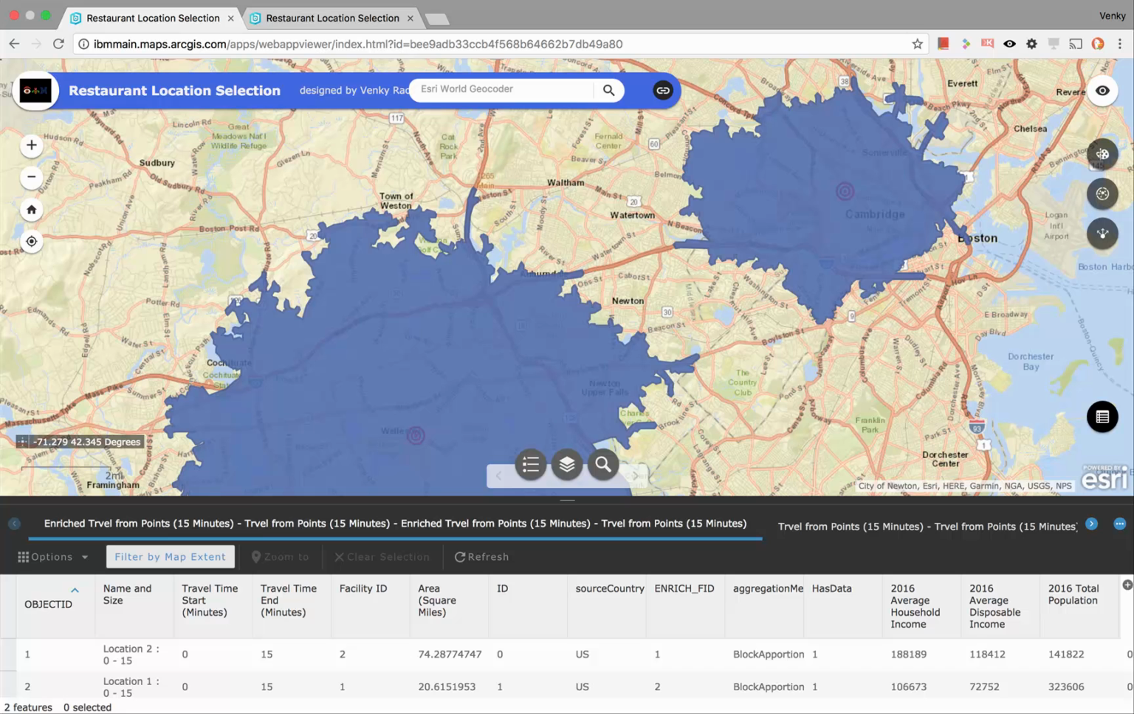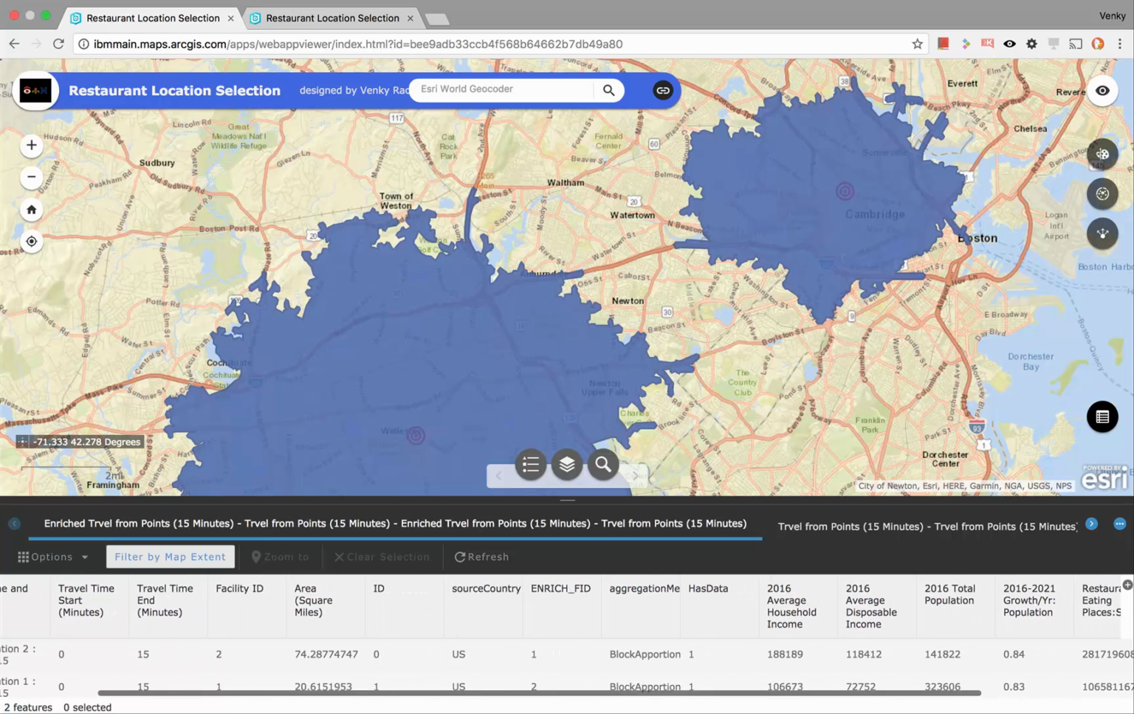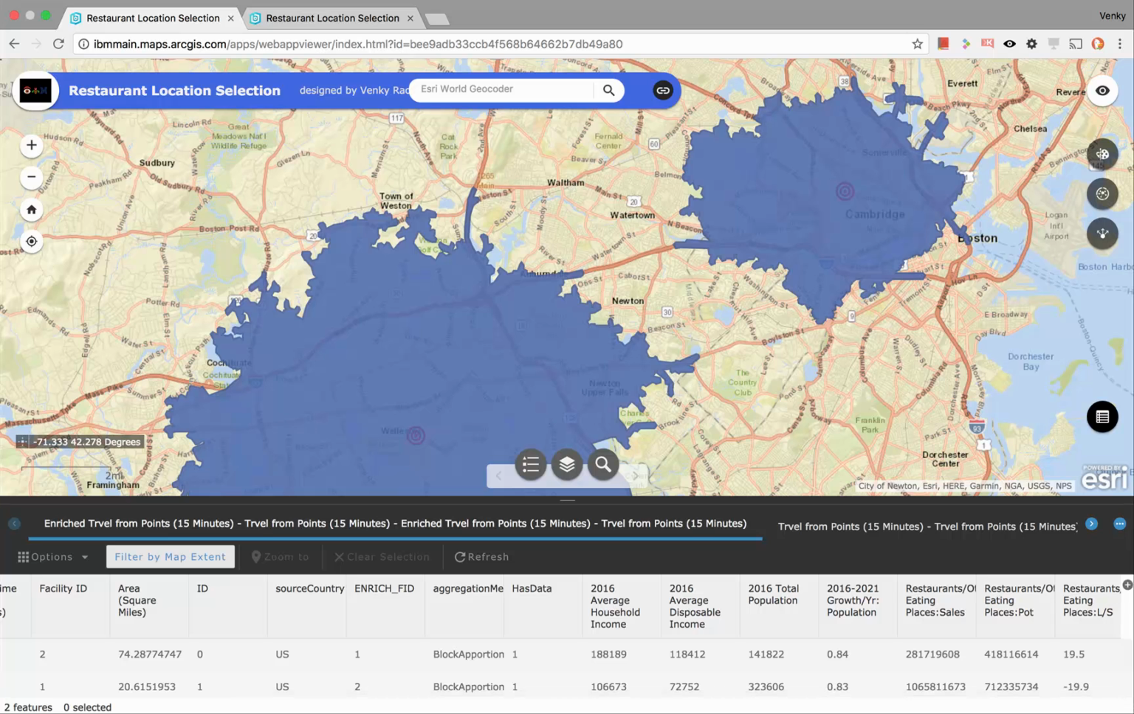Now that our analysis is run, we can view the attribute table to see which of our two locations looks more promising. The first row relates to Wellesley, and the second row relates to Cambridge. We can see that Wellesley has higher income levels, and although the population in Cambridge is much greater than that of Wellesley, the population growth rates are about the same. When we look at the leakage surplus factor, that's where our decision turns squarely in Wellesley's favor. Wellesley has excess demand, while in Cambridge's case, supply outstrips demand by quite a margin.